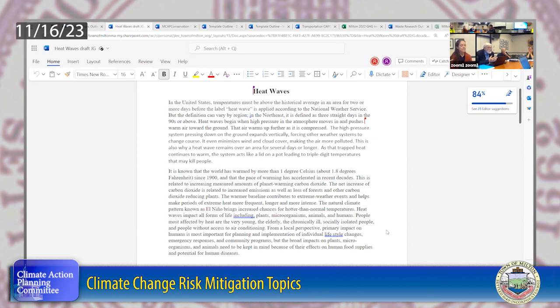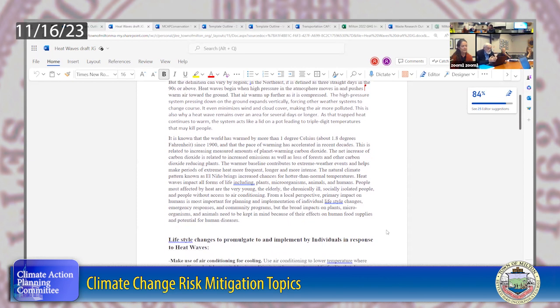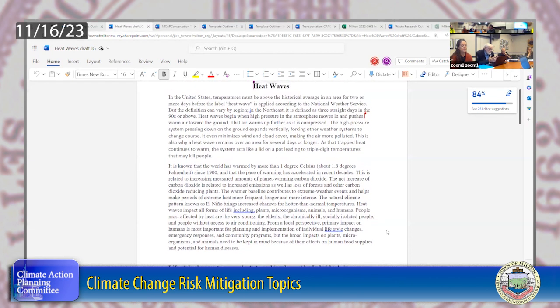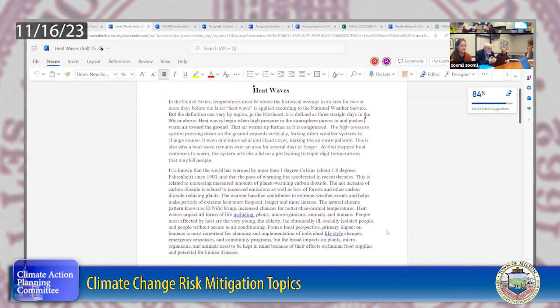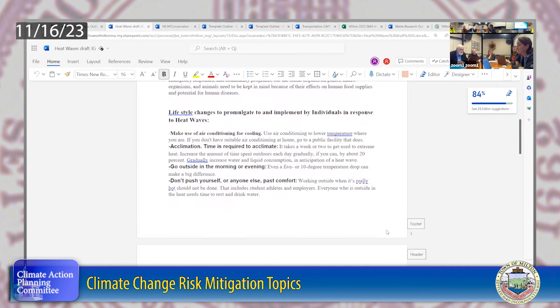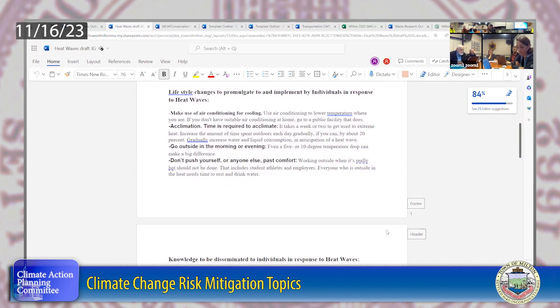In terms of people, those most affected by heat are the very young, the elderly, chronically ill, and socially isolated people, and people without access to air conditioning. Regardless of belonging to those groups as well as others, there are lifestyle changes an individual needs to make in response to heat waves. The first is to make use of air conditioning for cooling. The second is acclimation to the heat wave, so you have to change your approach, and how much time you spend outside has to be built up.